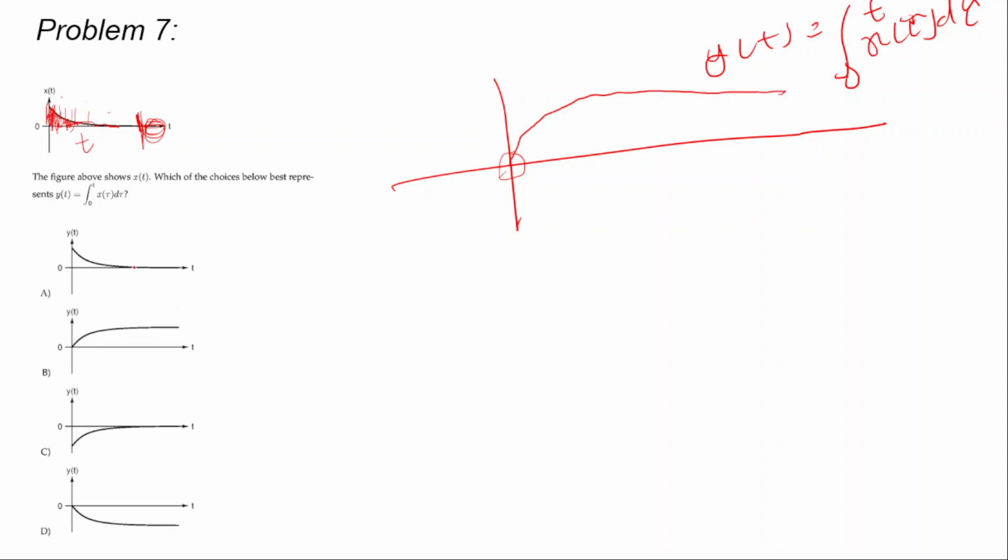So which curve resembles this? The correct option is B. This is not true. As you can see, this is also not true. This is also not true.